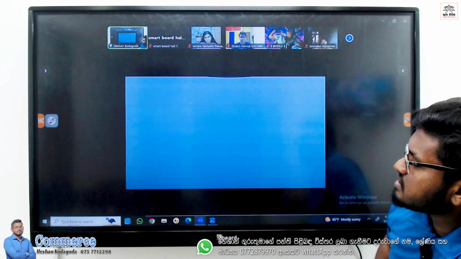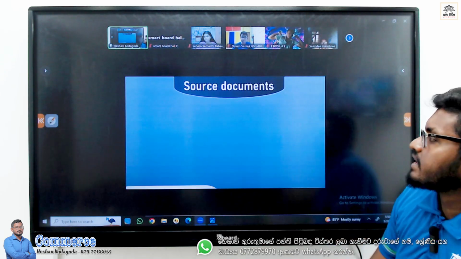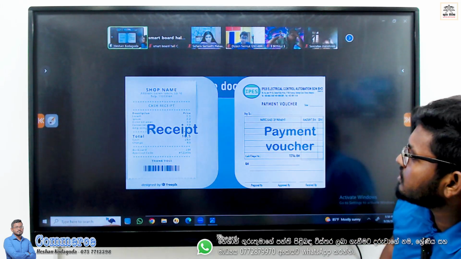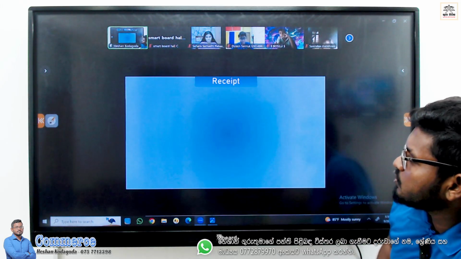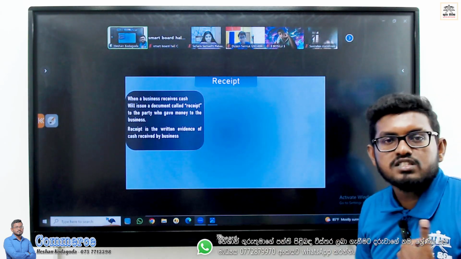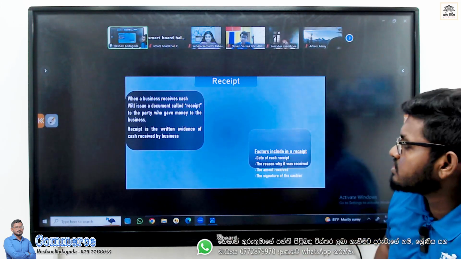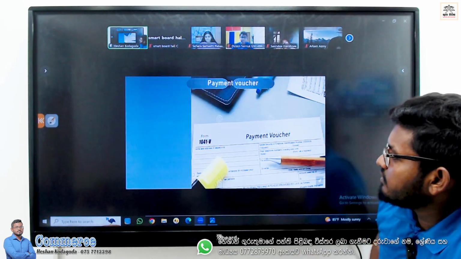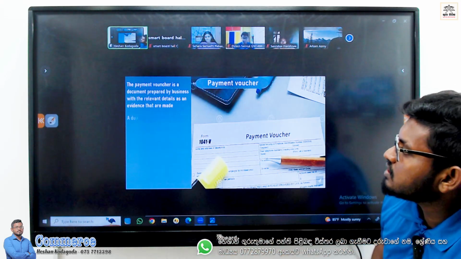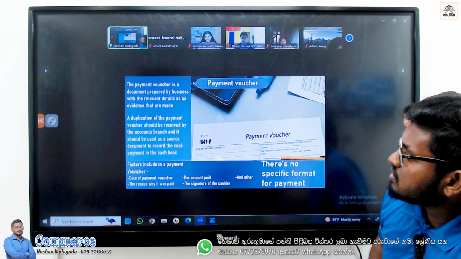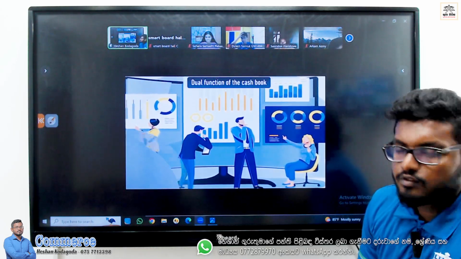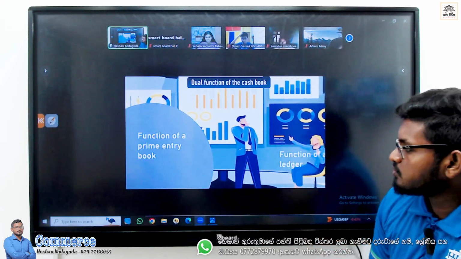Then we discuss both the cash and the bank. Let's move to the other one. Then you can see the receipt: when we receive cash we issue a receipt, and when we issue cash we issue a payment voucher. After that you can see the primary functions of cash. Next slide.